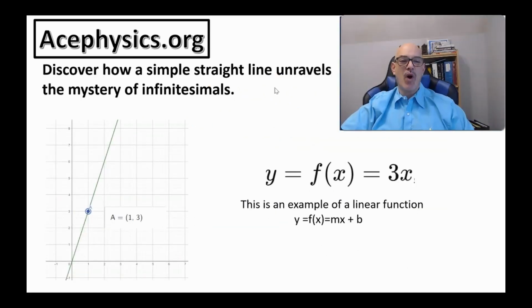All right, so example 1. Let's discover how a simple straight line unravels the mystery of infinitesimals. In this example, I'm looking at a linear function y equals 3x. This is a standard linear function. It has the form y equals mx plus b. The function is plotted on the left, and I've put one point on the function. I've called it A, and this is the point (1, 3). When x is 1, the y value is 3.